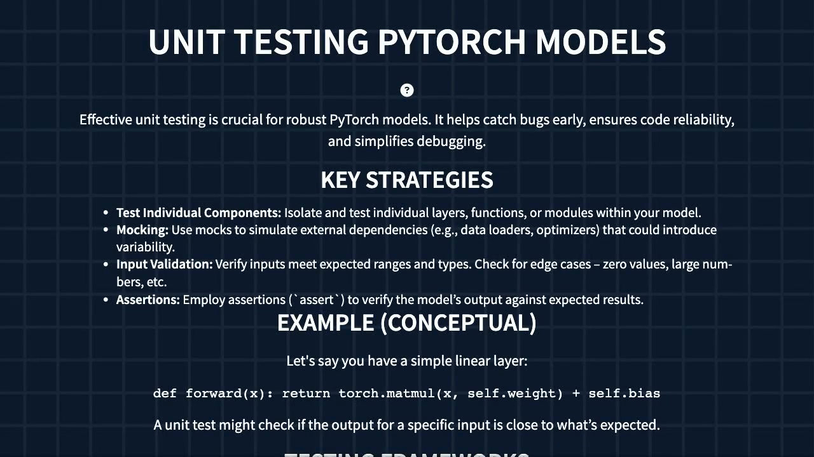Okay, let's talk about how to write unit tests for your PyTorch models. It's really important because it helps you catch any problems early on and make sure your code is reliable. First, we want to test individual parts of the model, like layers or functions, in isolation. Then, use mocking to mimic things that might change, such as data loaders. Always check your inputs for validity, make sure they're the right size and type. And finally, use assertions to confirm the output is what you expect it to be.